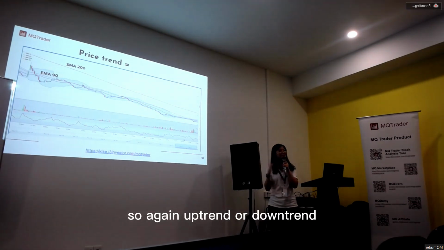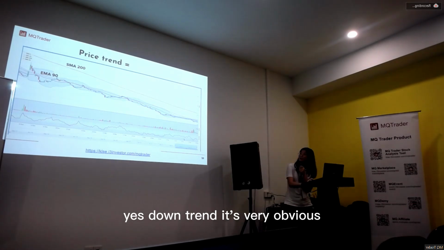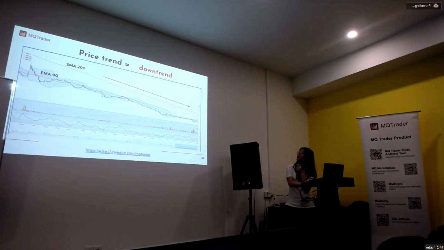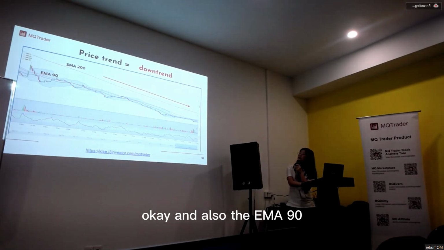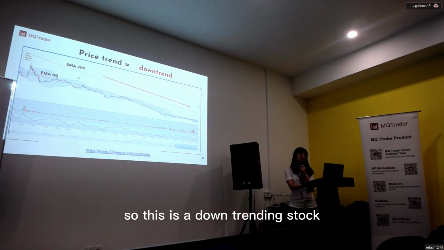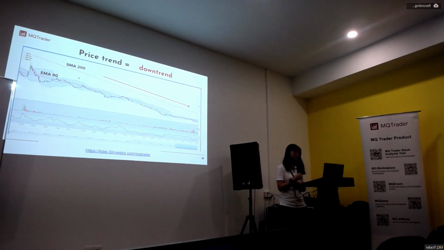So again, uptrend or downtrend? Downtrend. Yes, downtrend. It's very obvious. It's going down the ladder. Okay, and also the EMA 90 is below SMA 200. So this is a downtrending stock that we will want to avoid for now based on our strategy.